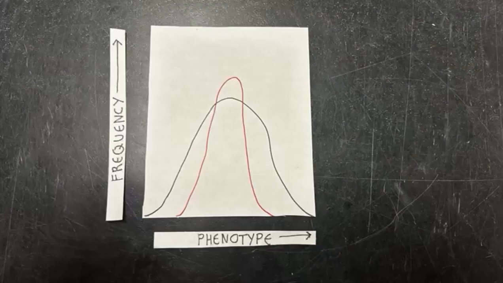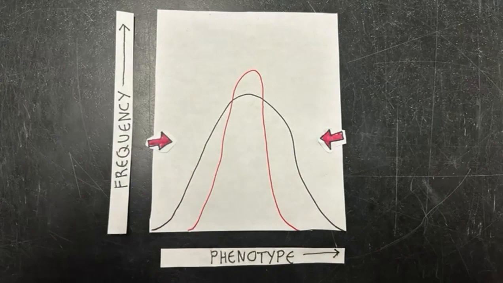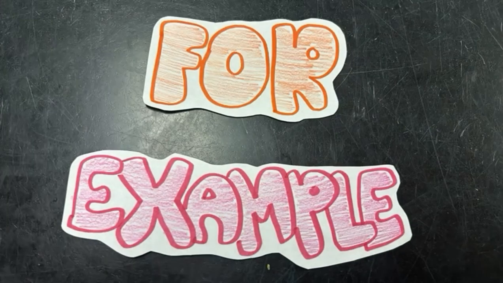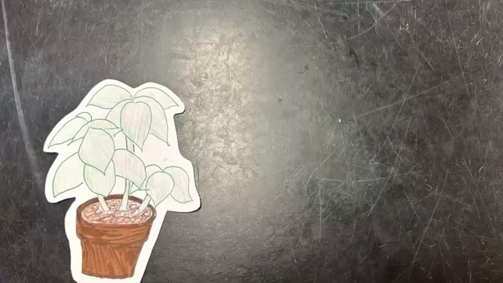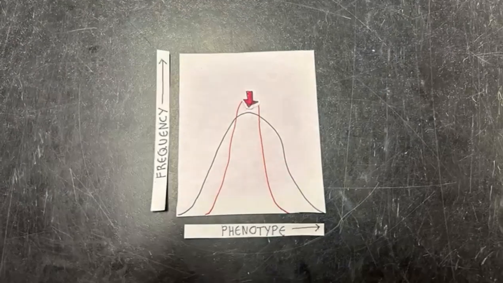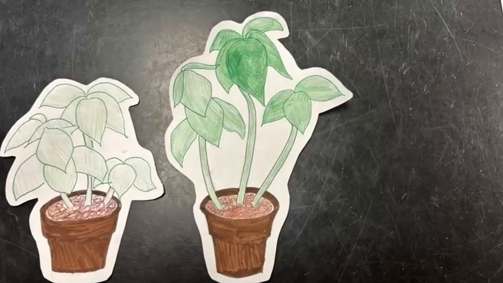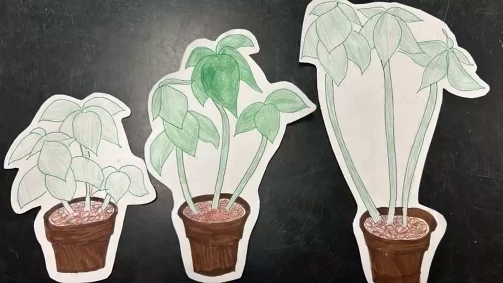Stabilizing selection is when individuals with more moderate and intermediate phenotypes are more likely to survive and reproduce as opposed to more extreme variants. Let's take a look at plants for an example. On one extreme end, let's consider a plant whose phenotype results in it being short. In the middle, we have a plant of the same species whose phenotype results in it having an average height. On the remaining extreme end is the plant with the phenotype for tall height.